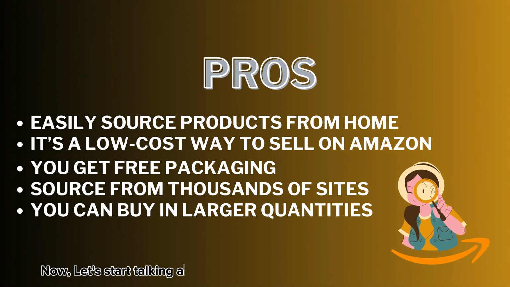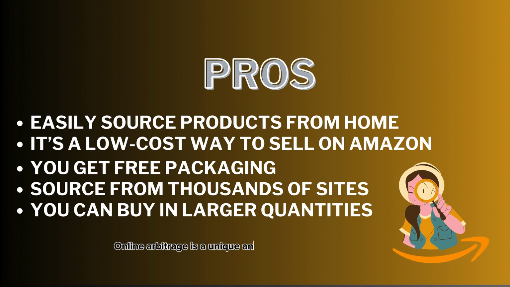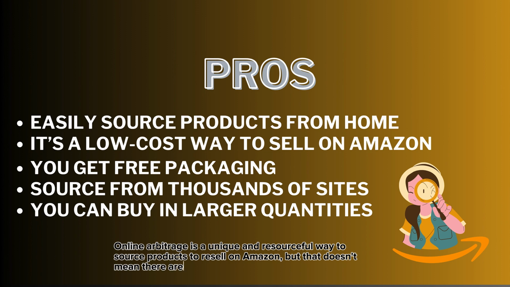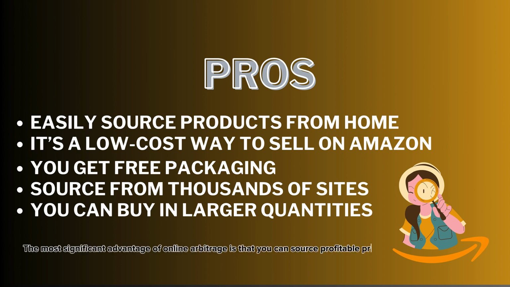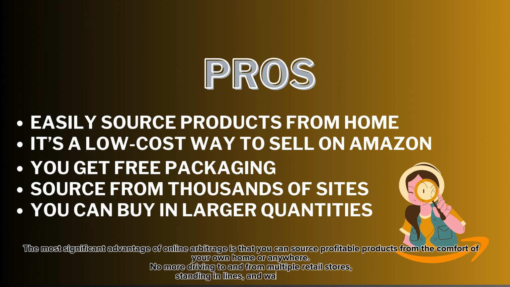Now let's start talking about the pros and cons of online arbitrage. Online arbitrage is a unique and resourceful way to source products to resell on Amazon, but that doesn't mean there aren't any downsides to it. Let's go over the pros and cons of online arbitrage. Here are 5 benefits of online arbitrage. The most significant advantage of online arbitrage is that you can source profitable products from the comfort of your own home or anywhere. No more driving to and from multiple retail stores, standing in lines, and wasting energy.